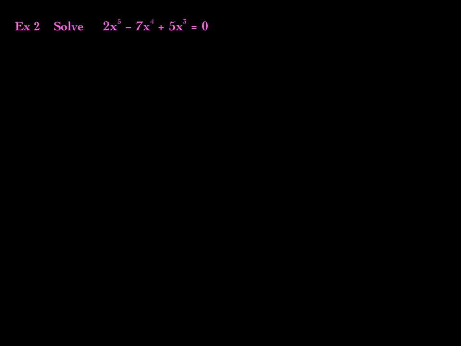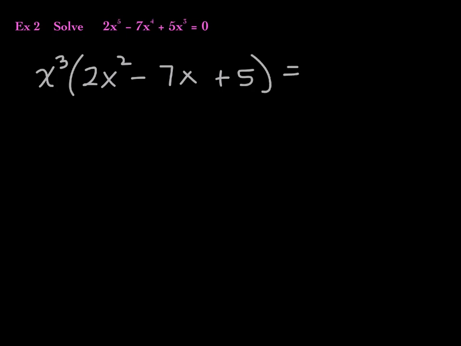Please notice that the GCF is x cubed, so let's factor that out first. When you factor out x cubed, you're left with 2x squared minus 7x plus 5. Don't forget this is equal to 0.